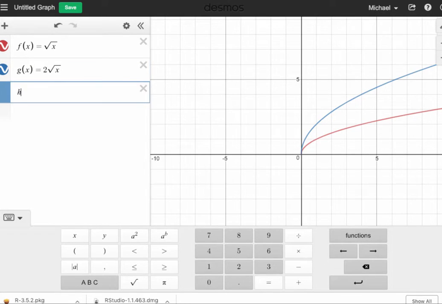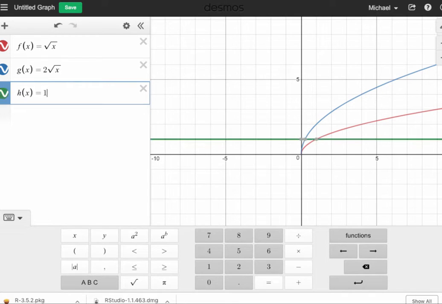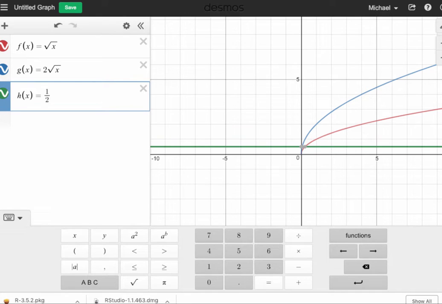Similarly, if I said h of x is equal to 1/2 the square root of x, notice that that got pushed down. In other words, it got squished. That got compressed vertically. And so that's one of the key ideas with the names, stretch and compression. When you stretch something, that means you're pulling it towards that axis. When you're compressing it, it means that you're pushing it away from that axis.